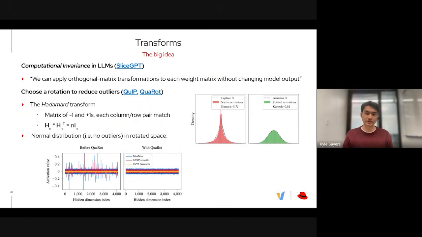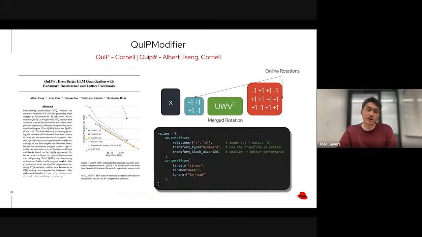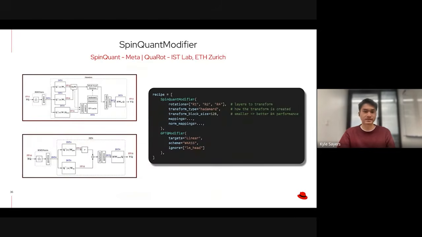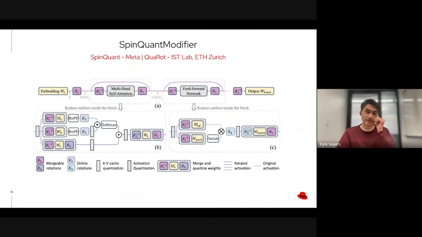And then also within the latest LLM Compressor edition of the vLLM office hours, we also explain this in more detail. These algorithms can be applied using the QuIP modifier, to apply them in a similar style as the QuIP paper describes. And then the SpinQuant modifier, which applies them in a more complex scheme where you apply transforms to different layers and these layers cancel each other out. So it means that you basically induce no runtime cost.